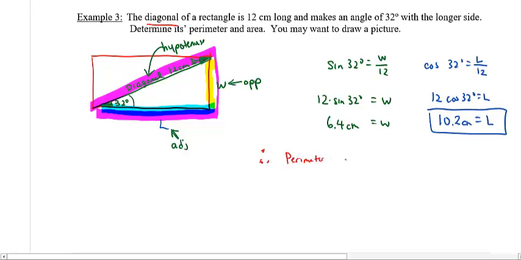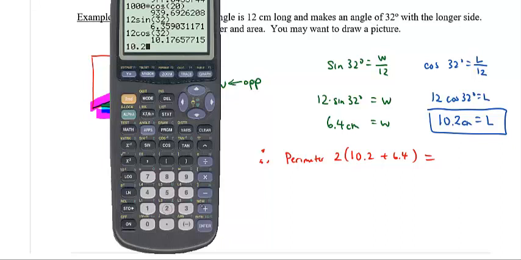Perimeter will just be the length plus the width, and then we could double it, right? Because there are two of them. 10.2 plus 6.4. Double it. 33.2.